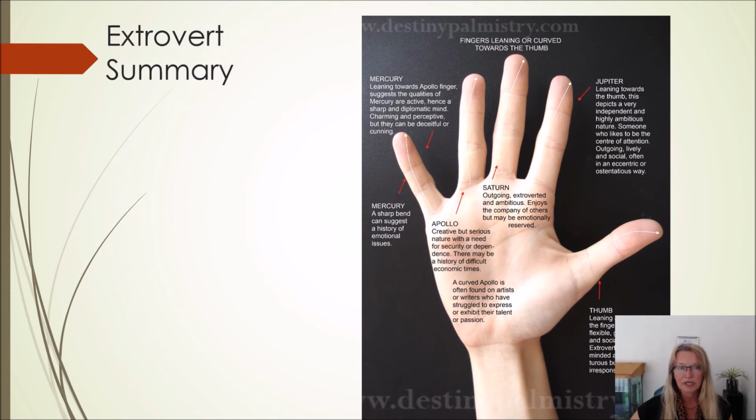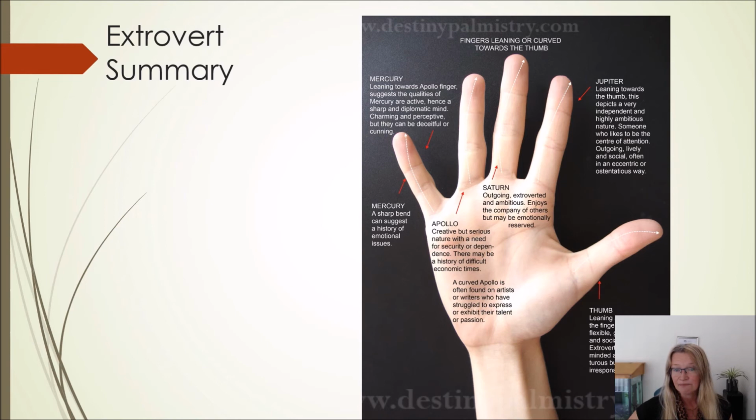Now, a little bit of a summary about someone being an extrovert. I've got some notes here on this image. Mercury finger leaning towards Apollo, showing that Mercury is active. So they have a sharp and diplomatic mind. They're charming and perceptive, but they can be deceitful or cunning. A sharp bend suggests a history of emotional issues.